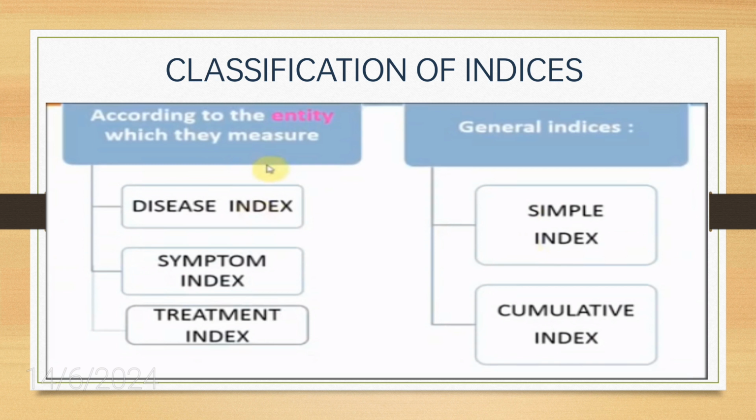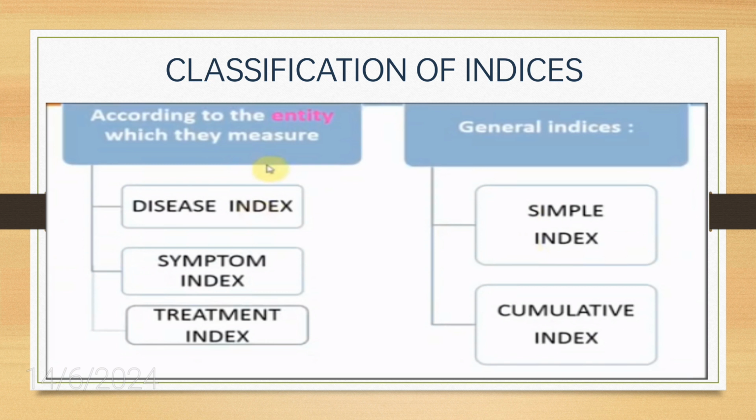Cumulative index measures the total past and present evidence of a condition. Example of cumulative index is DMFT index, which includes decayed, missing and filled teeth, so that it measures both the past and present evidence of caries condition.